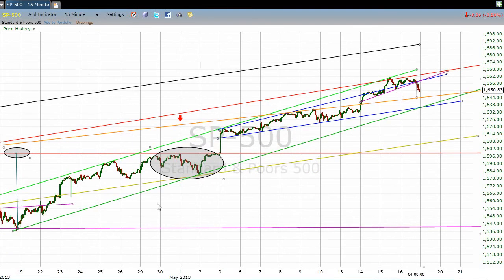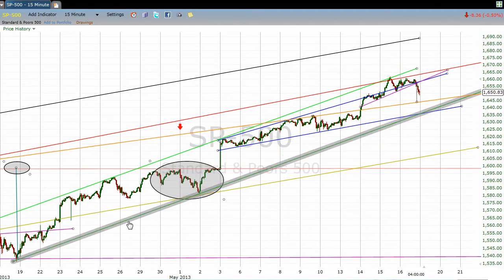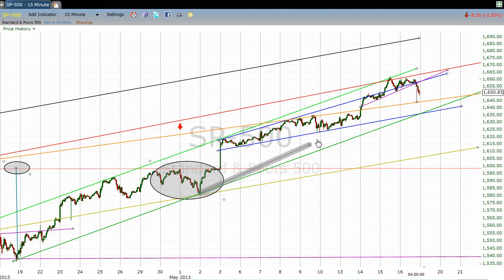We sometimes see channels within channels, even wedges within channels, and you can see this marks our bottoms in the intermediate term. This marks our bottoms in the long term. But what if we start here and draw a trend line through our last bottom right here? It looks like this line wants to break. We closed under it by just a little bit.